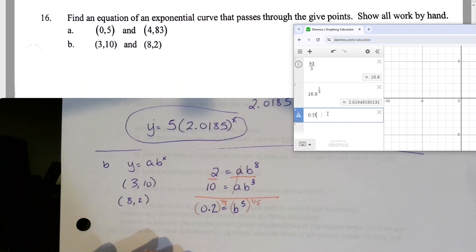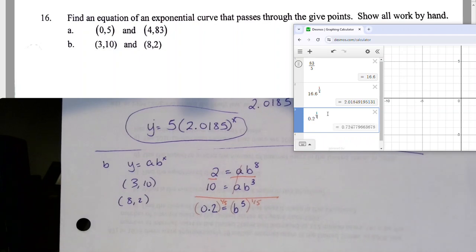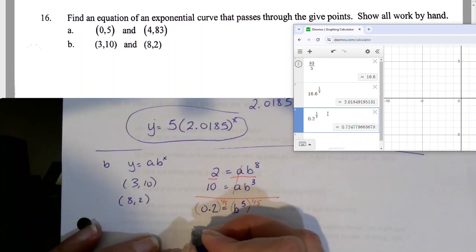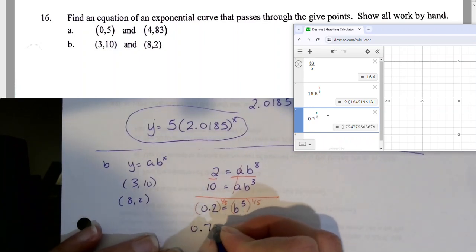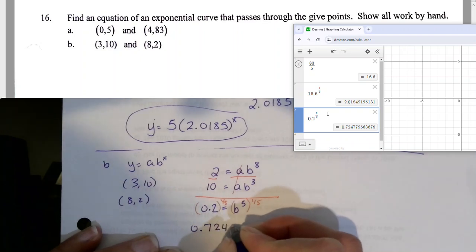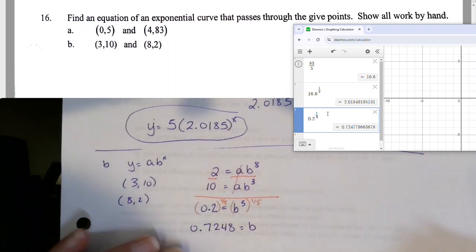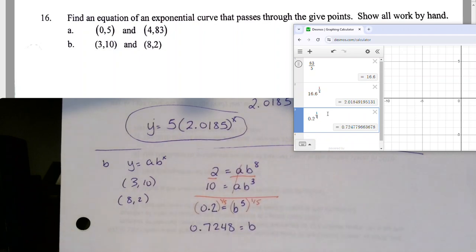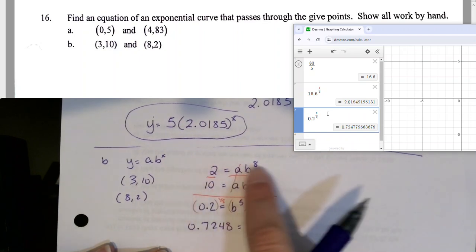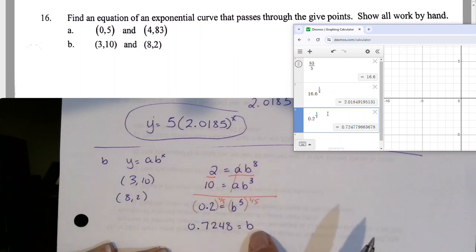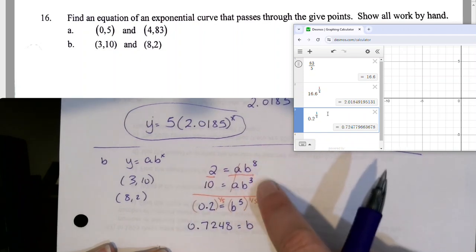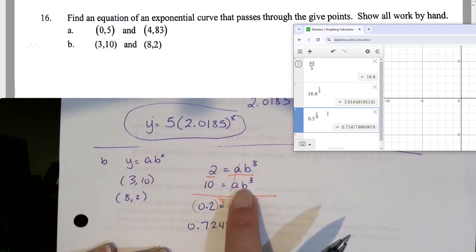All right. Now I know b, but I don't yet know a. So I'm going to plug the b value into one of those equations. I like to plug it into the equation that has the smaller exponent, because any error that I have accrued by rounding this value is going to be compounded fewer times if I have to raise that value to the 3rd than it would be if I raised that power to the 8th. So I'm going to use the one with the smaller power. So I have 10 equals a times 0.7248 to the 3rd power.